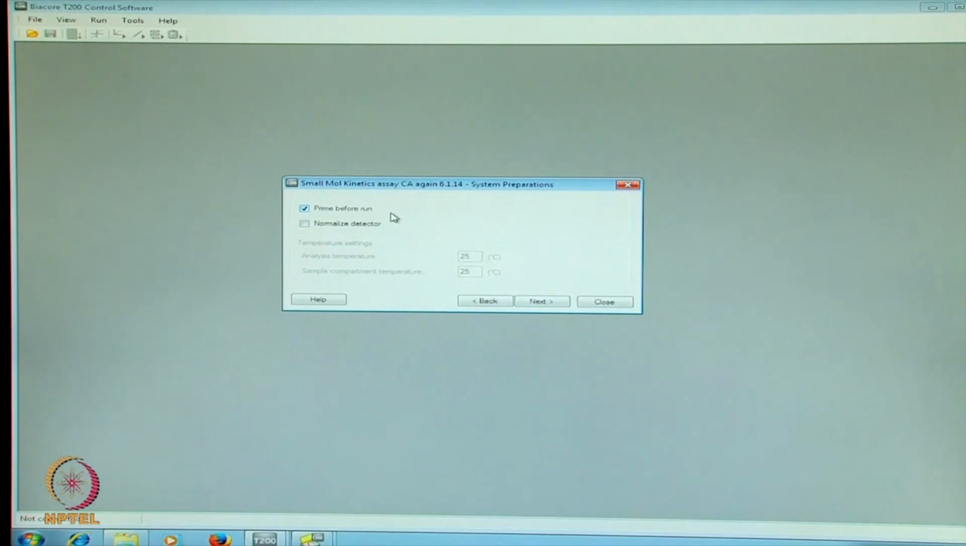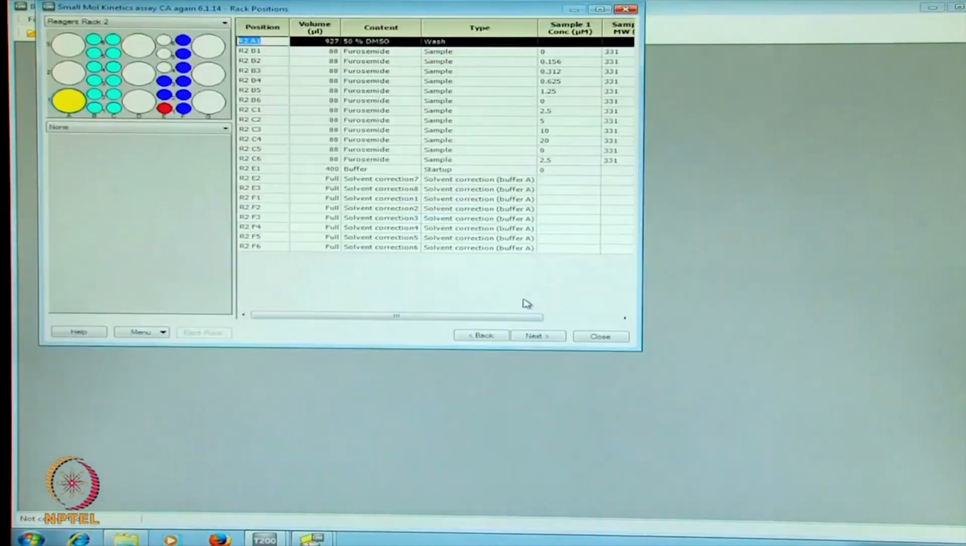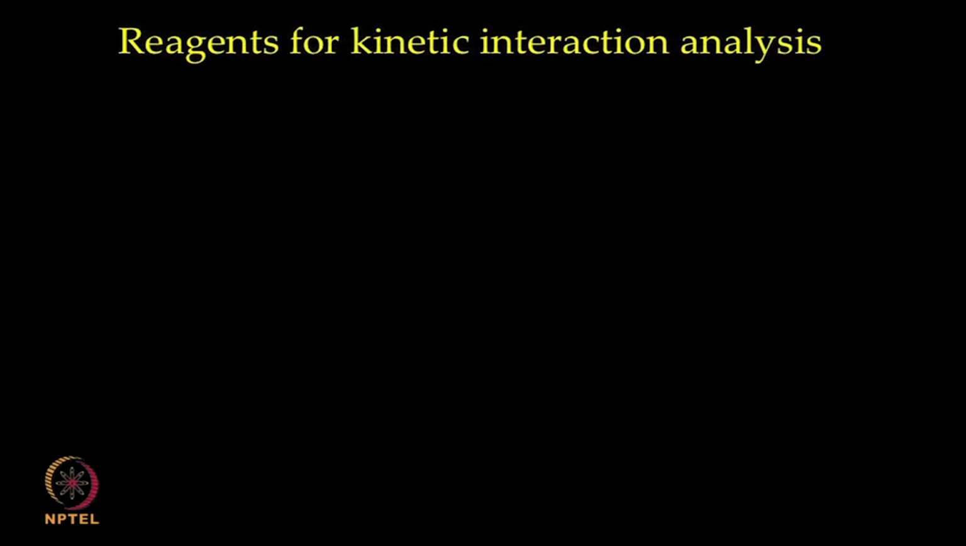We have highlighted prime before run, and the following are the rack positions for various samples with furosemide at different concentrations, 50% DMSO, buffer for the startup, solvent correction, 8 different solvent correction sample vials provided for a successful kinetic experimentation of furosemide binding to carbonic anhydrase. As per the volumes listed in the table, we prepared the following samples and reagents.